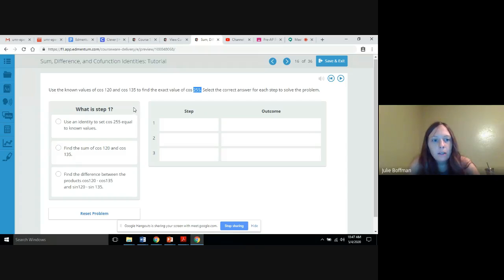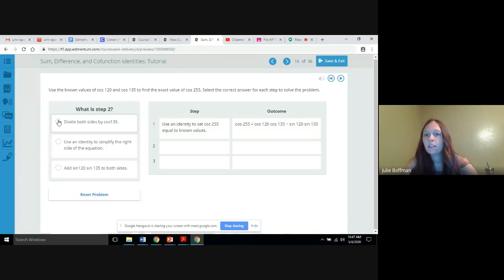You can't just add those cosine values together. That's not how it works. It says use an identity to set cosine 225 equal to the known values, and use the difference of the product. I don't think that's the right formula. So use this identity. We always want to use an identity to set up this difference.